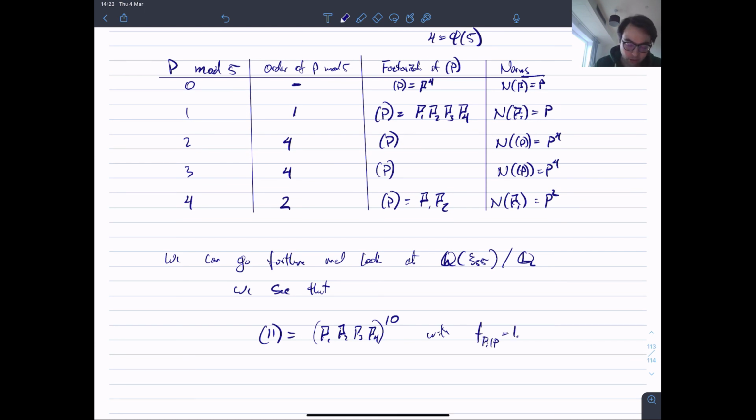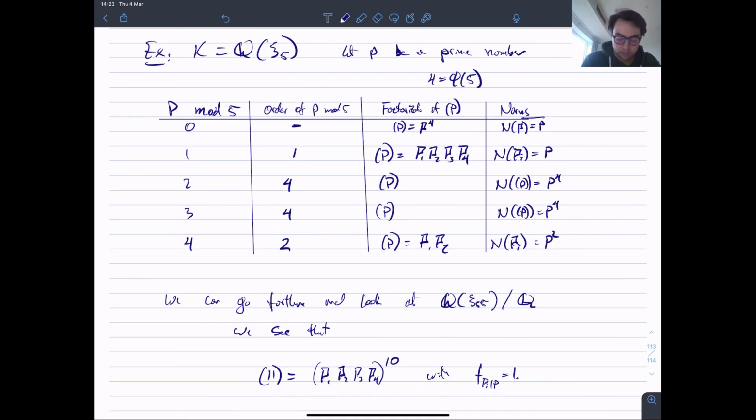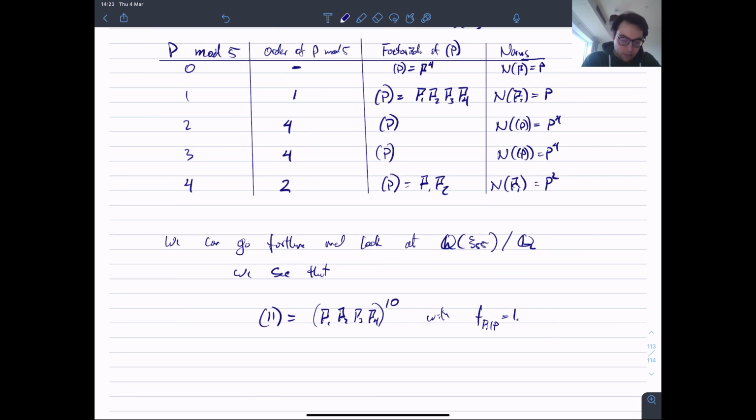So yes, you can play around with this and try other primes. I think one of the exercises on the sheets will be doing it for 7. But we can now give a very good description of what primes look like in cyclotomic fields, or how they factor. It's quite satisfactory. Great.